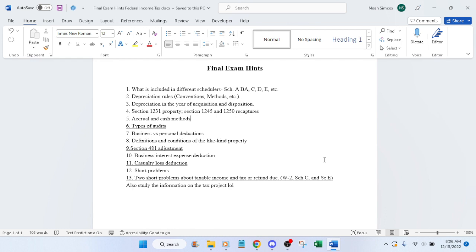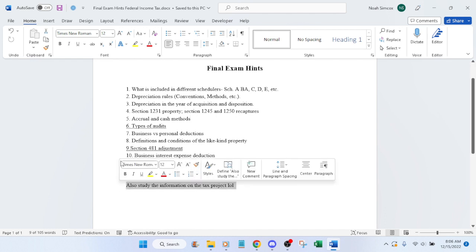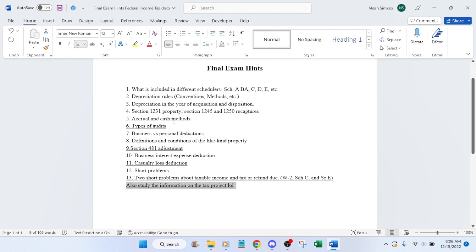Man, come on. Hey, I should underline this one because I also did that, so that's fine.